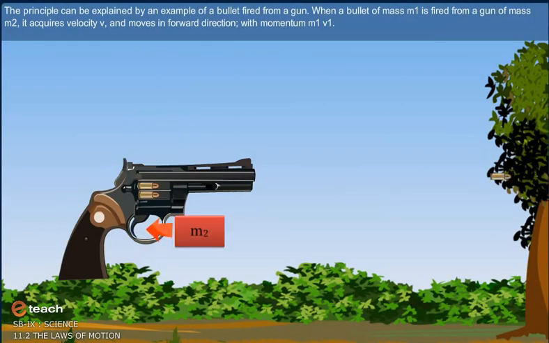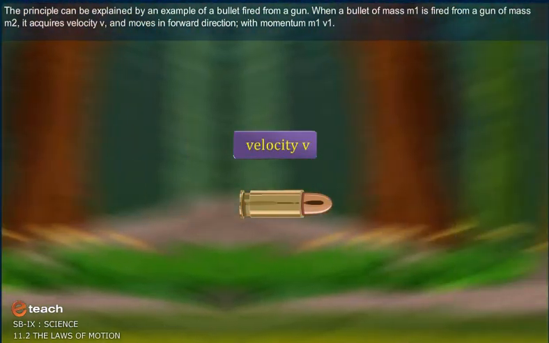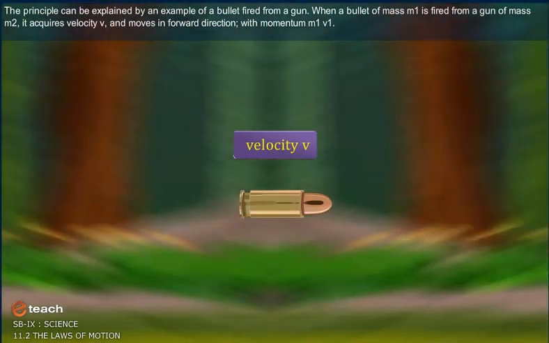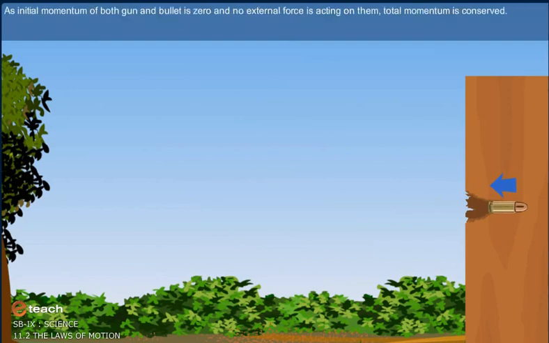The principle can be explained by an example of a bullet fired from a gun. When a bullet of mass m1 is fired from a gun of mass m2, it acquires velocity v1 and moves in forward direction with momentum m1v1. The initial momentum of both gun and bullet is zero and no external force is acting on them. Total momentum is conserved. After firing the bullet, the gun moves in the backward direction.